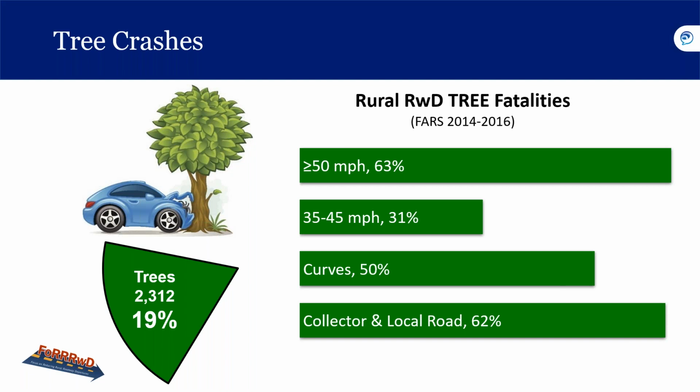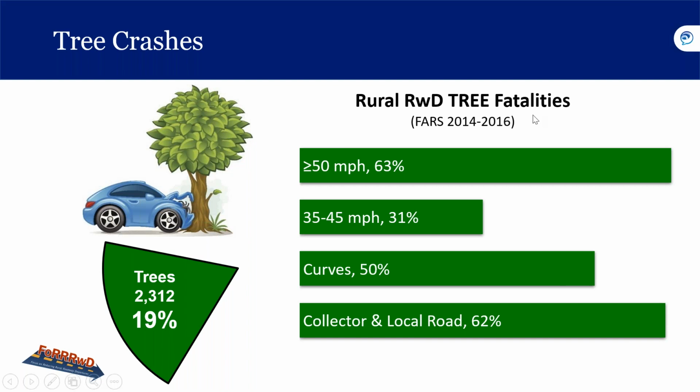If we take a look at these statistics, roadways that have a speed limit greater than or equal to 50 miles per hour make up 63% of rural roadway departure tree fatalities, and then 35 to 45 miles per hour, 31%. 50% of rural tree fatalities occur in curves, and 62% on collector and local roads.